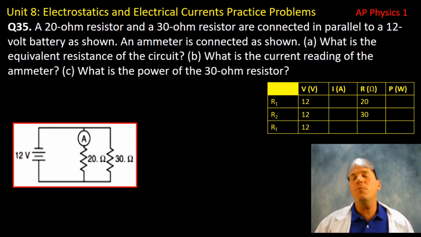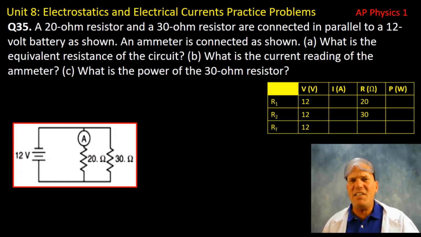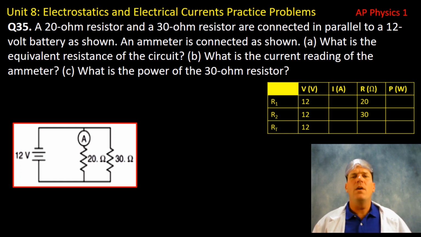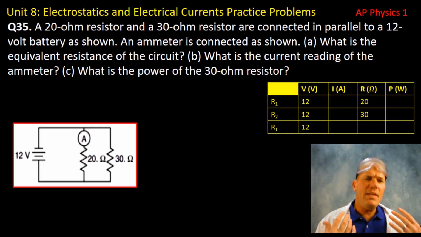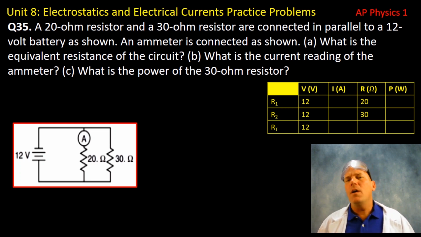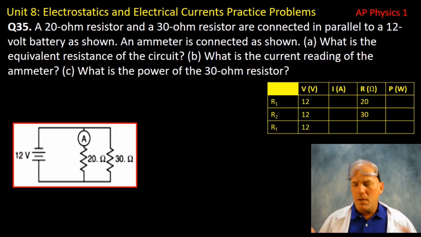B, what is the current reading at the ammeter? Well, we see it's at a split. So immediately we know that the current reading in that given location is less than the total current for the circuit. Lastly, what is the power of the 30 ohm resistor? So we have our VERP table. Let's go ahead and fill it out.